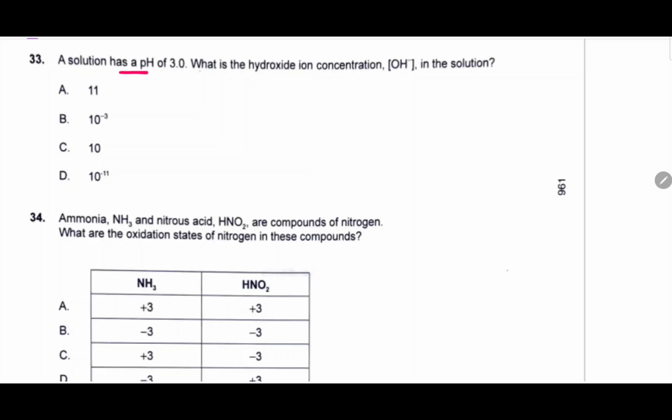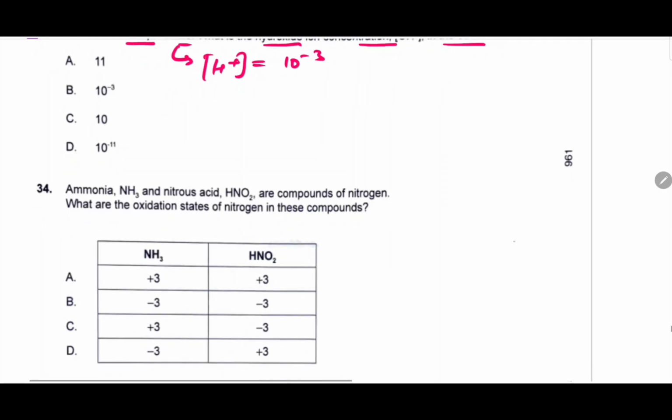Question 33, a solution is pH 3. What is the hydroxide concentration, OH ion, of the solution? pH 3 means H plus ion concentration equals 10 to the power minus 3. And for a solution, the product of H plus ions and OH ions is always equal to Kw, and that is equal to 10 to the power minus 14.